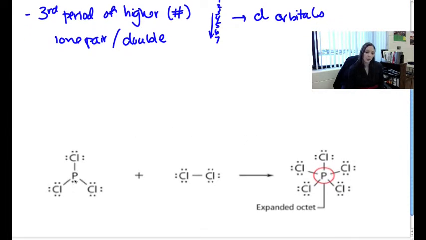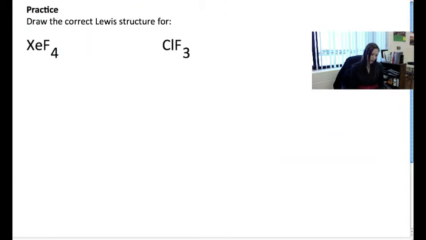So we'll see here with phosphorus, it has an expanded octet. It has 5 chlorines around it for a total of 10 electrons, all in a bond. I could also put extra electrons as a lone pair, or as a double bond. It just depends on how many electrons you have available to bond when you draw a structure. So let's look at a couple of examples.